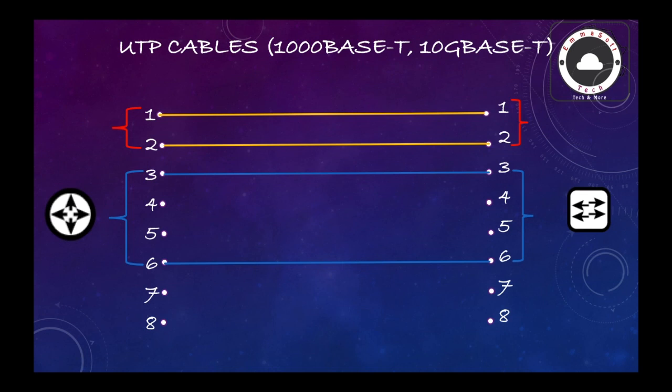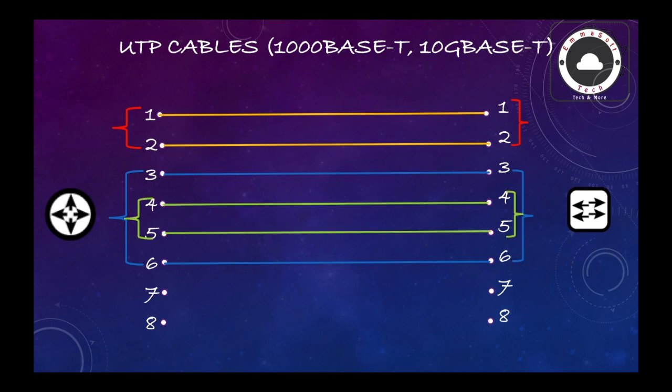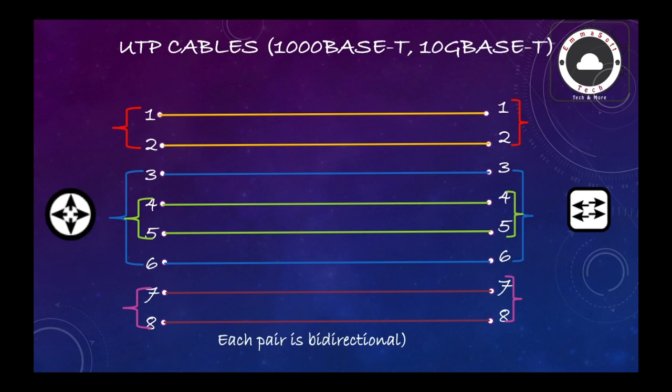Okay, now when it comes to 1000 and 10G, that is 1000 megabits, which is gigabit Ethernet, and 10 gigabit Ethernet, we said all the 4 pairs are used. So we have seen so far the first 2 pairs, that is 1 and 2, and then 3 and 6. So the next pair is pin 4 and 5, and then the last one is 7 and 8. So each pair is bi-directional. So transmission is actually bi-directional.